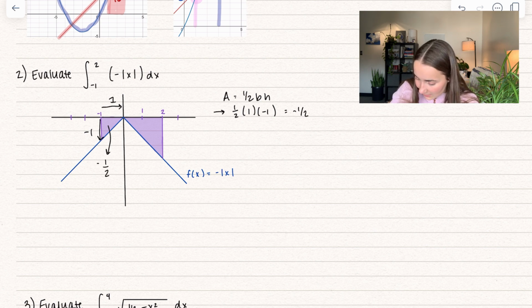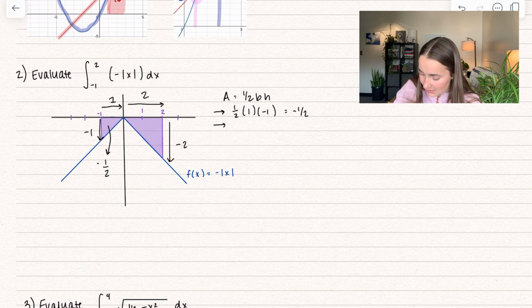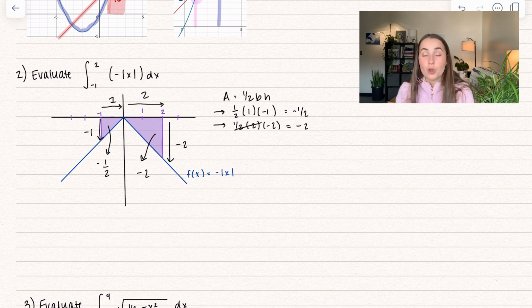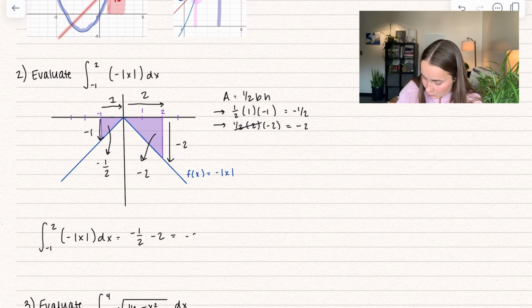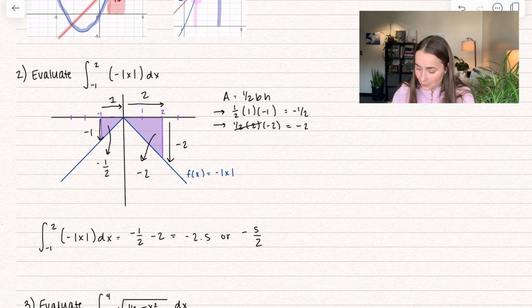Now let's go ahead and find the area for the second triangle. Again, we're working left to right, so this one's going to have a base of 2, but it's going to have a height of -2. So we get 1/2 times 2 times -2, which cancels out and we get -2. So this one has an area of -2. When we want to find the entire integral, we just add on these two areas. So here we get -1/2 minus 2, which is equal to -2.5, or if you like fractions, -5/2. So we can also calculate the area using a graph. Let's go ahead and try another one.